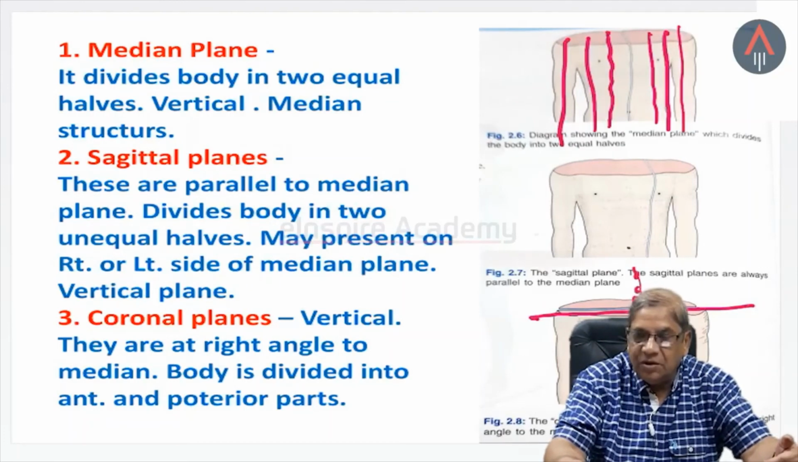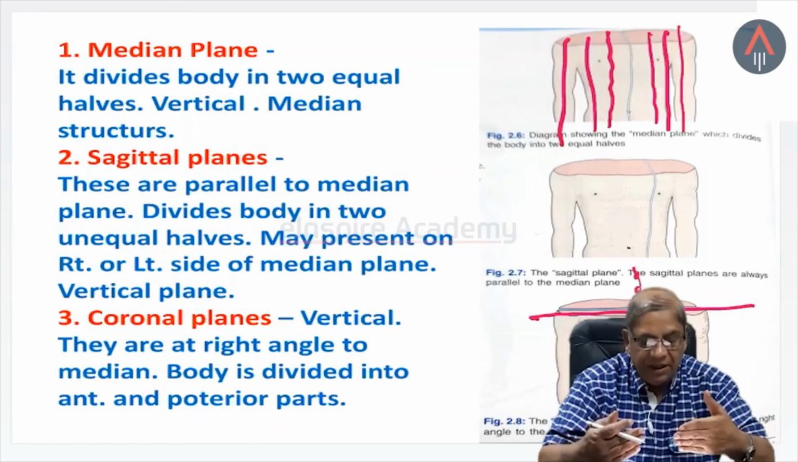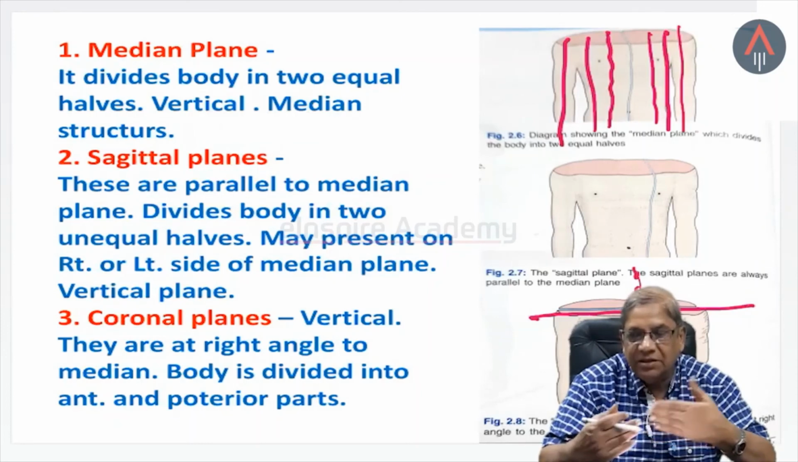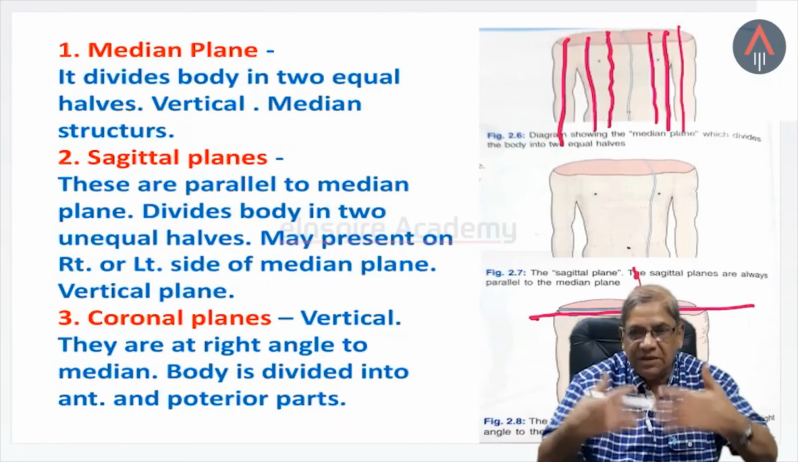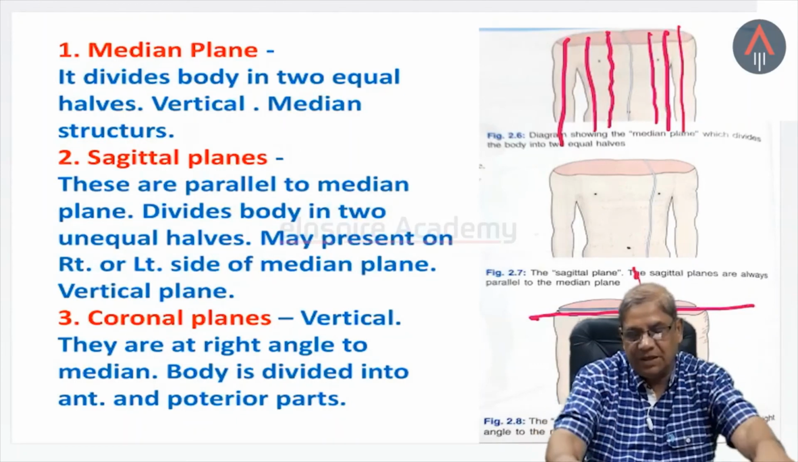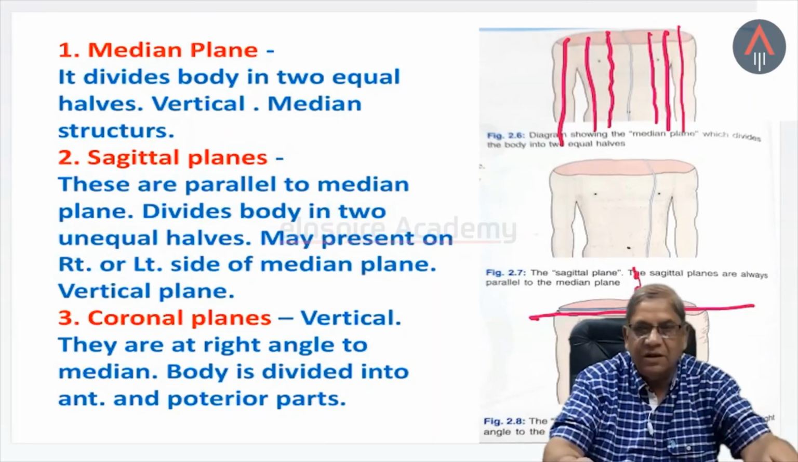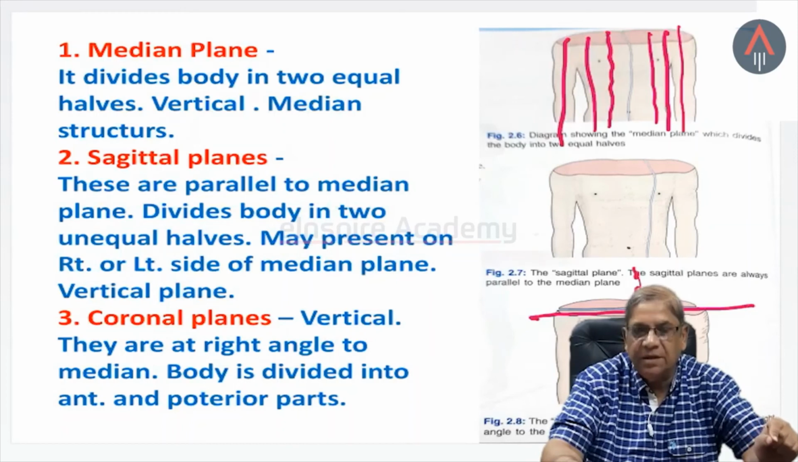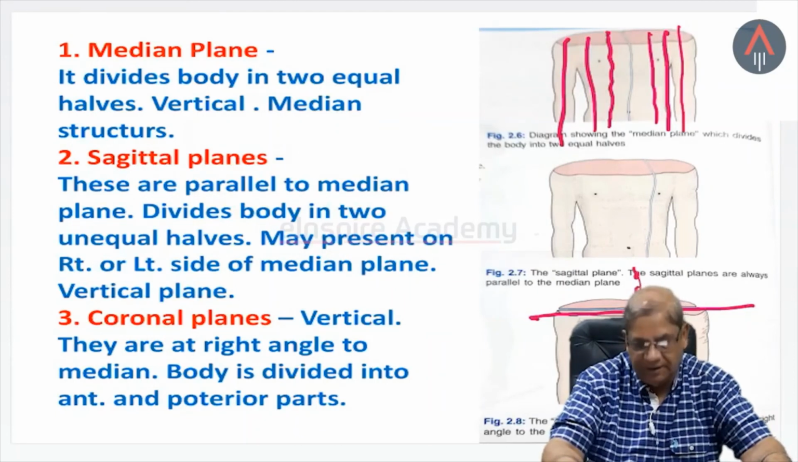How will it divide the body? The body will be divided into anterior and posterior. Anterior and posterior mean the frontal part and the backward part. So the body will be divided into a frontal part and a backward part, and there may be many coronal planes. But the most important point by which you will remember what a coronal plane is, is that it is always at right angle to the median plane.